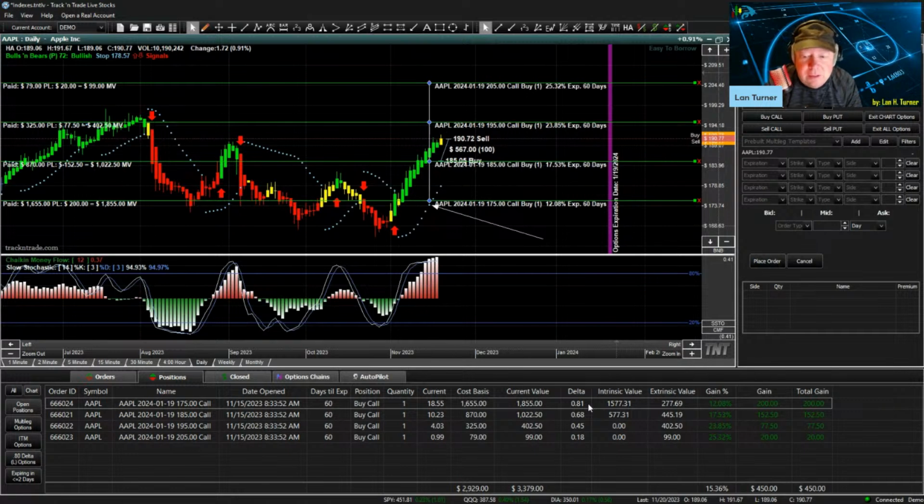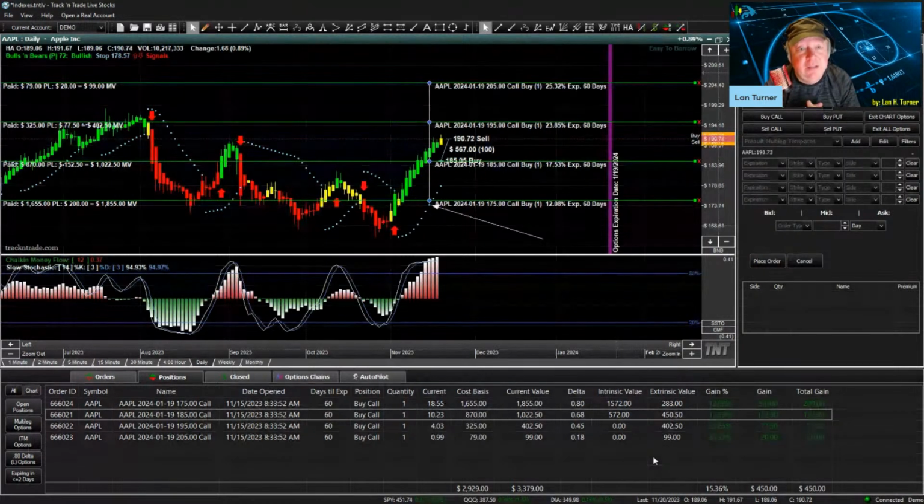Now, the same down here is 68, so we're making the same as if we had 68 shares. Now, I want to tell you something else that's really cool about delta, and I didn't have a chance to tell you guys about this.